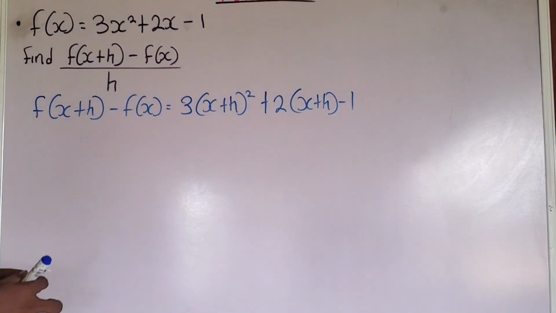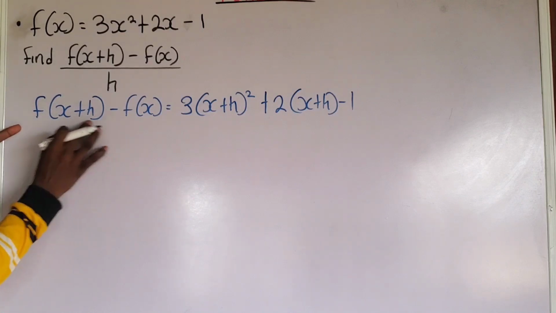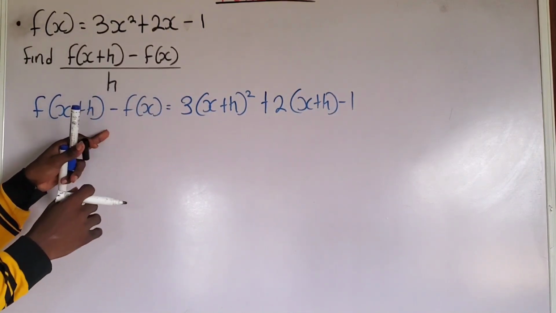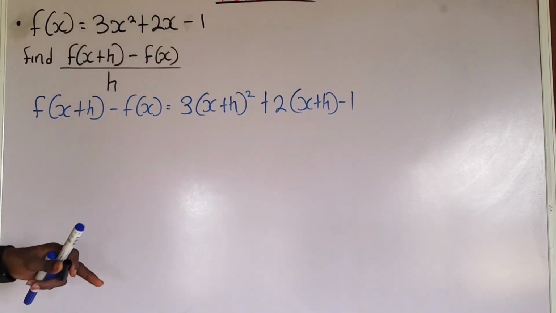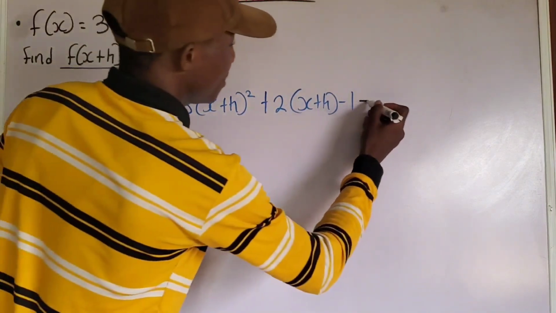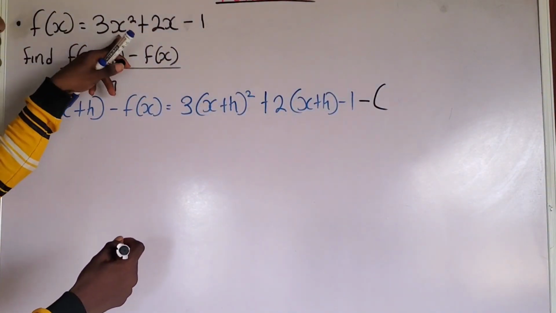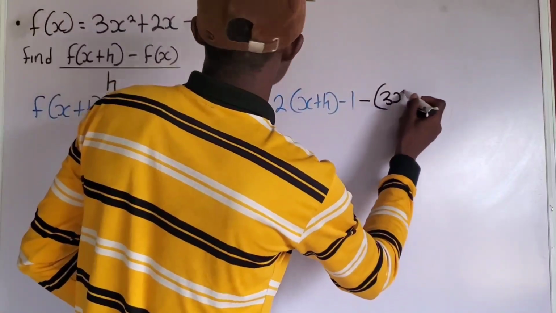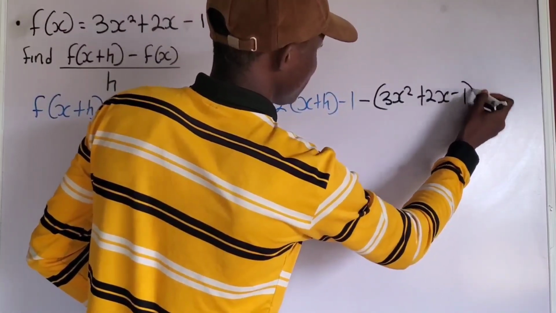Okay? Now, having done that, I'm done with this. Now we have this minus f of x. Don't forget that f of x has been given as 3x squared plus 2x minus 1. So I'm going to have minus f of x. F of x is what? 3x squared plus 2x minus 1. So I'm going to have minus 3x squared plus 2x minus 1. Okay?